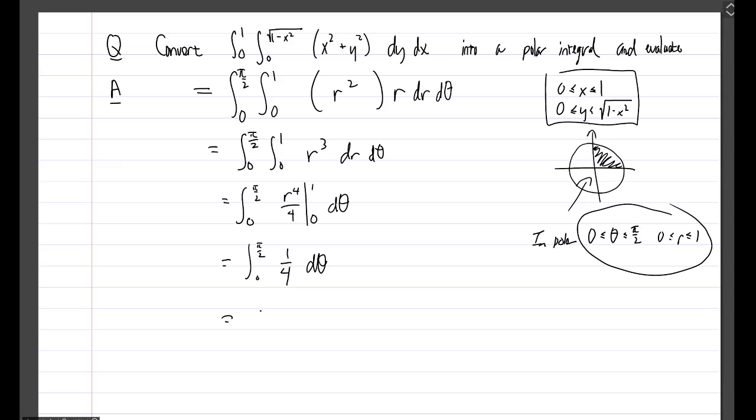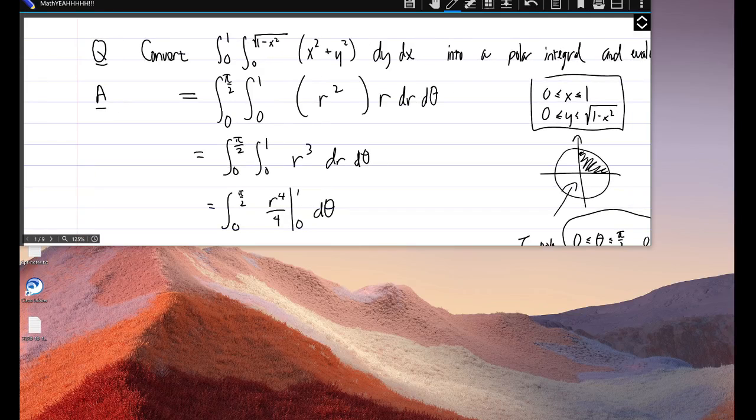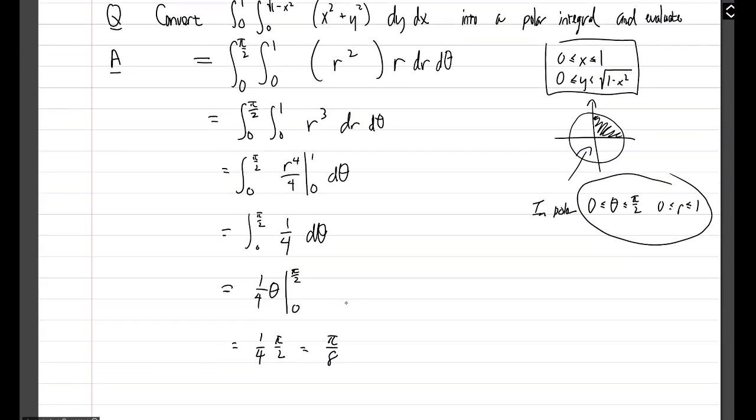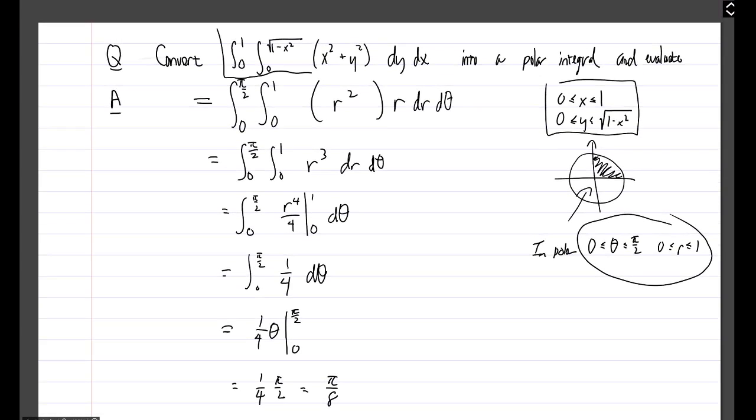Now we're again integrating a constant. So we integrate to get 1 fourth times theta, and then we plug in pi over 2 for theta and 0 for theta. We have 1 fourth times pi over 2 minus 1 fourth times 0, so we won't write that. In the end, this will be pi over 8. Okay, so cool. We did this integral not by computing it directly, but instead it just happens to be equal to this integral in polar coordinates.